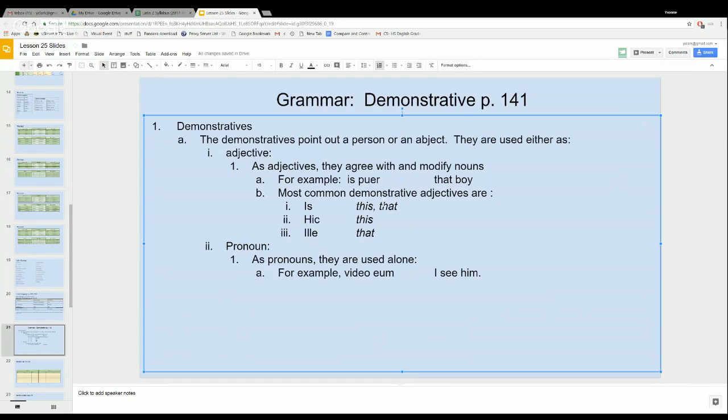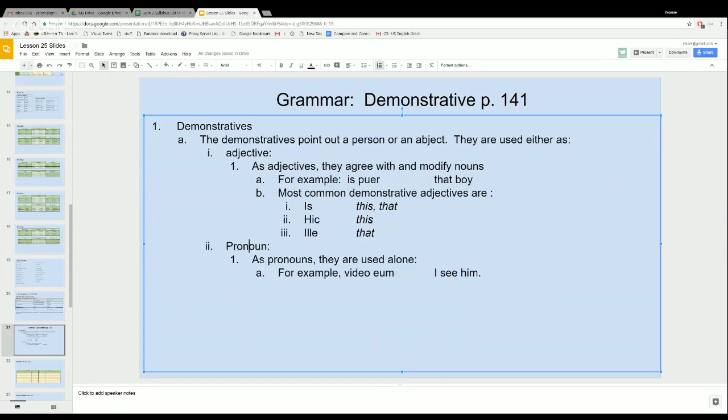So the most common demonstrative adjectives are the ones that we're going to be learning this week, which are is, hic, and ille. Is means this or that, hic this, and ille that. We're going to learn the difference between these in a little bit, because we have two that mean this, and two that mean that. We're going to hash that out, and how you can tell the difference and when to use each one, in a little bit.